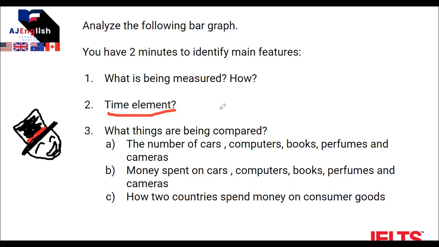What's the time element? Is it 1 year, 1 day, 1 hour, a few days, a few years? Is it 2 separate years, or is it from 1 year to another? And then what things are being compared? In this case, I'm giving you some options here. Is it the number of this? Is it the money they spend? Or how do countries spend the money?